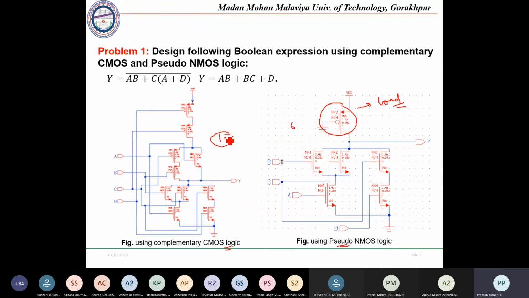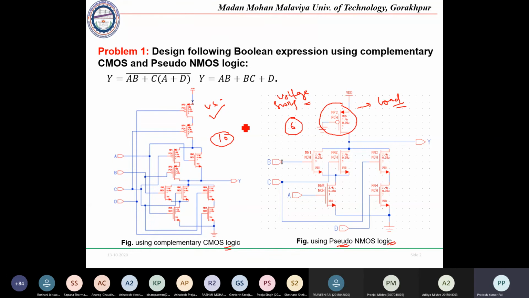So from the area point of view, this pseudo logic implementation is better, but in case of performance, like voltage swing we call it, the voltage swing will not be better in this case, but CMOS is having a better voltage swing. Okay, so there are some advantages and disadvantages.